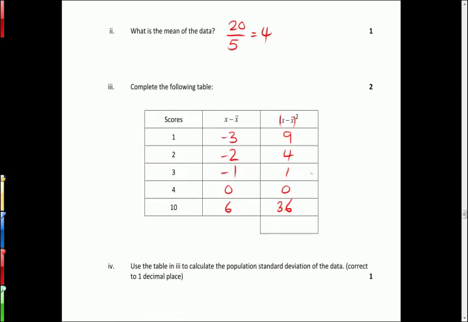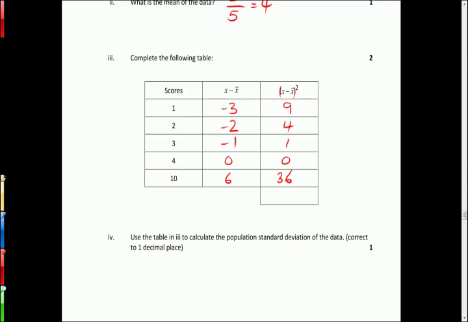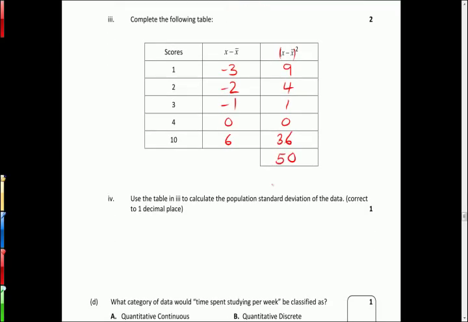It's also left a space for me to sum them up. 36 plus 1 plus 4. We've got 41 plus 9 is 50. Use the table in 3 to calculate the population standard deviation of the data correct to one decimal place.